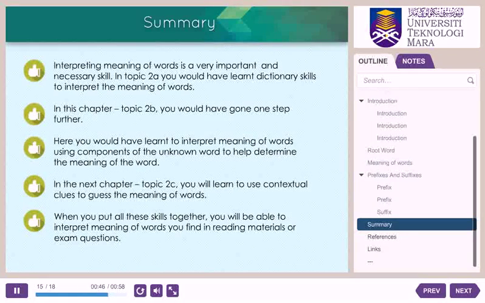When you put all these skills together, you will be able to interpret meaning of words you find in reading materials or exam questions.